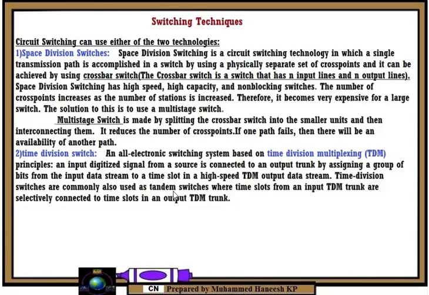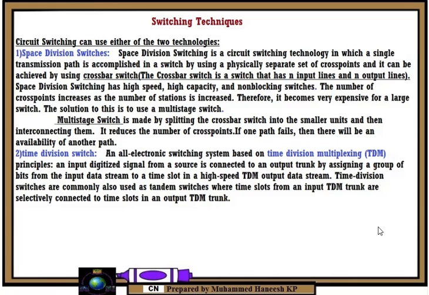Now moving to the technologies used in circuit switching, there are two types: space division switches and time division switches. First one, space division switches. Space division switching is a circuit switching technology in which a single transmission path is accomplished in a switch by using a physically separate set of cross points, and it can be achieved by using a crossbar switch.